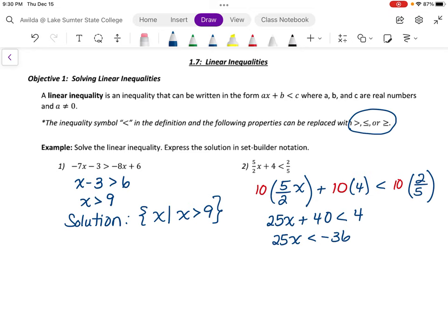Finally, we can divide the two sides of the inequality by 25. Because 25 is positive, we don't have to affect the inequality symbol. It stays exactly as it was. So we have that x is strictly less than -36 divided by 25. Again, using set builder notation, we'll express our solution as the set of all values of x such that x is strictly less than -36/25, which is a fraction expressed in lowest terms.